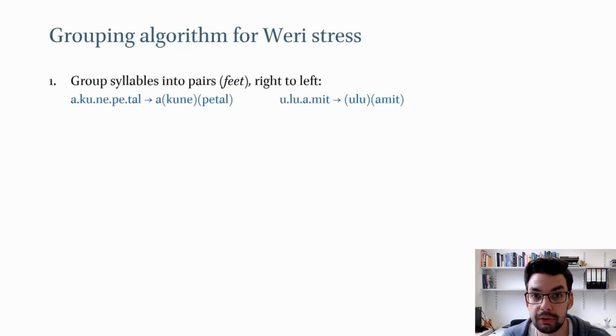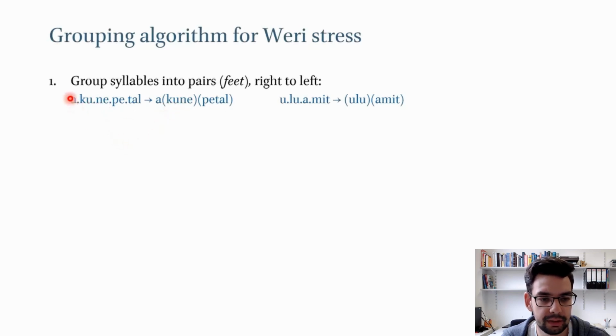And just because that might be useful to you, you might not have a good intuition about what constitutes a syllable in a language that you've never spoken, I've put little dots here to break up all the syllables. That's just to help you. So we start from back to front and we say, well, okay, we want to group them into pairs that consist of two things, and we start right to left, so tal and pet. We put some braces around to now indicate that these are a group, that these are a foot. And then we do that same with ne and ku, and we get kune as a foot.